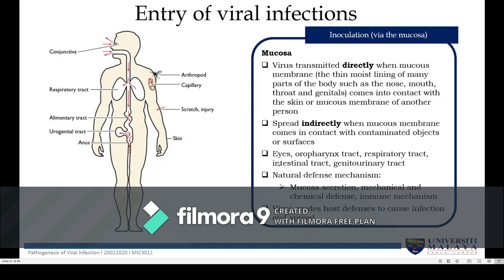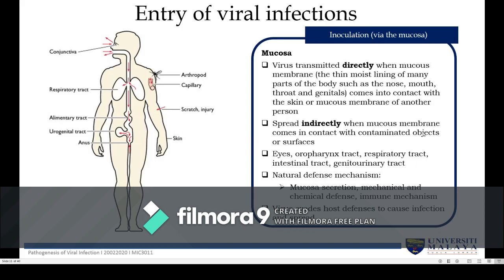For example, sites of the mucosa are the eyes, the oropharynx, basically our pharynx, and then the respiratory tract, intestinal tract, and also the genitourinary tract, which is the urogenital tract.